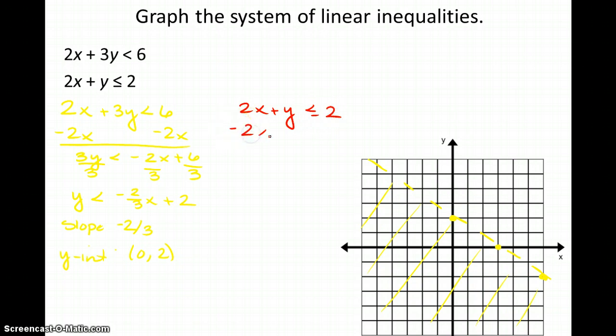You may use my work as a guide if you need help. I've started at 0, 2, and then I've gone down 2 and right 1 because my slope was negative 2. This line is solid because it is equal to. Because this is y is less than, I will shade below the line.